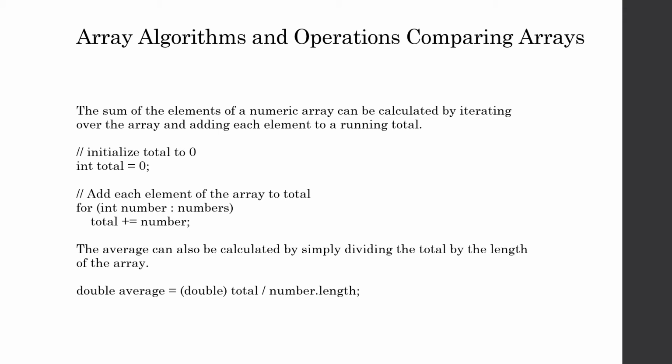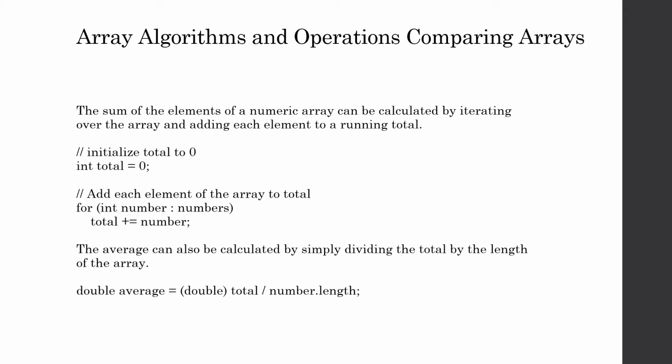So the sum of the elements of a numeric array can be calculated by simply iterating over the array and adding each element to a running total. So in this particular example that we have right here, we're going to initialize a total to 0. So we have that int total equals 0, since obviously before we've started counting any of the items, our total should start at 0. We're going to add each element of the array to our total.